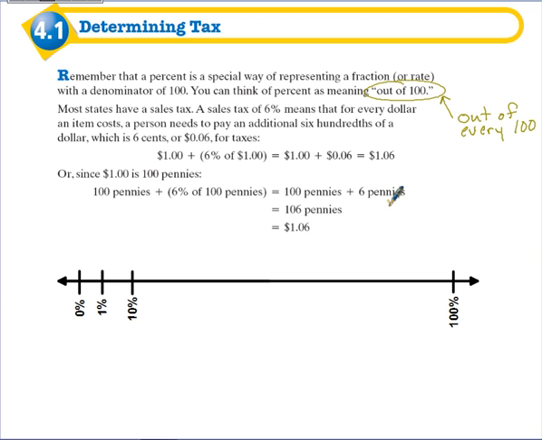Most states, including Texas, have a sales tax. A sales tax of 6% means that for every dollar an item costs, a person needs to pay an additional 6/100ths of a dollar, which is 6 cents for taxes. So you can look at it like this. If something costs a dollar at the dollar store, you're going to pay the dollar, plus you're going to pay 6% of that dollar. So $1 plus the 6 cents equals $1.06. Or since $1 is 100 pennies, 100 pennies plus 6% of 100 pennies. 100 pennies plus 6 pennies equals 106 pennies, which is equivalent to 106 cents, or $1.06.